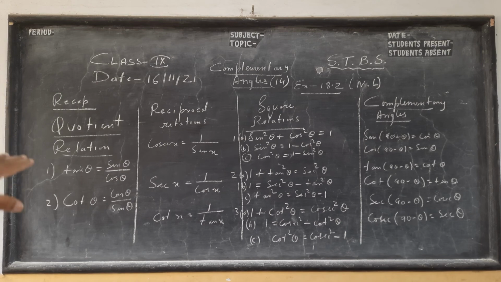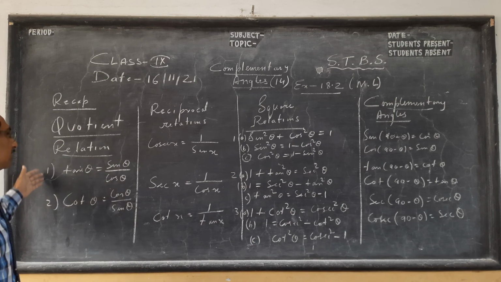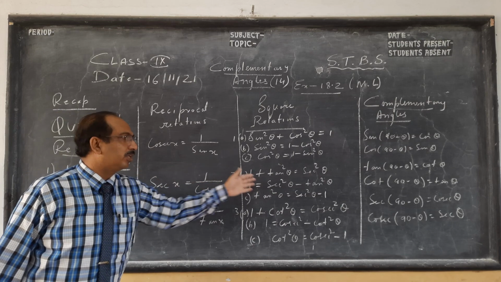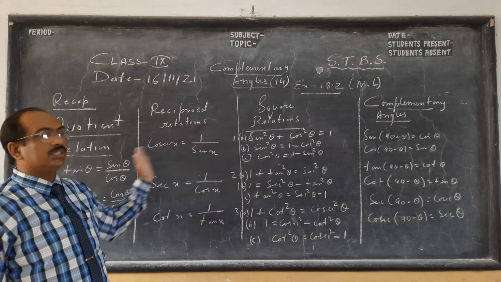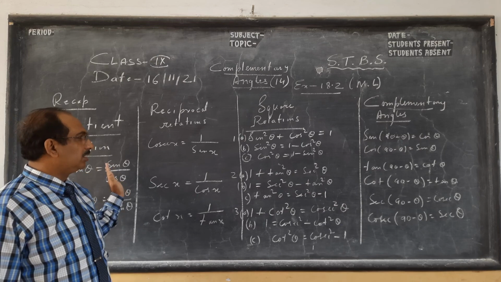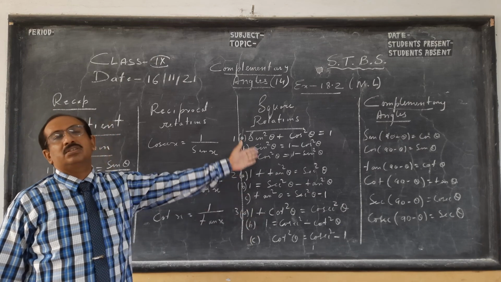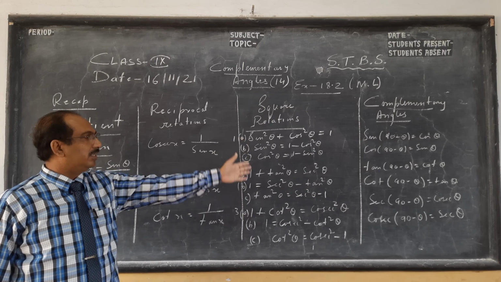I have explained to you the reciprocal relationship, the square relationship, and the complementary relationship. This is what is the quotient relationship. These two are very important for class 10. For classes 9 and 10 you need everything, especially this part. One particular chapter is there, trigonometric identities.